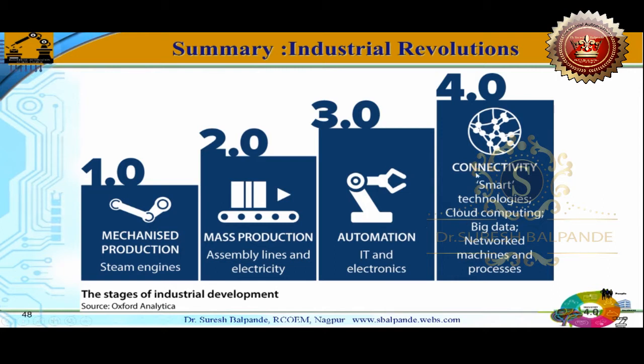And now we are in the fourth generation, that is connectivity. Smart technology will be used to connect each machine, so that machine to machine, machine to human and human to machine communication will be possible. And to achieve this, we need these technologies: cloud computing, big data, network machines and processes.